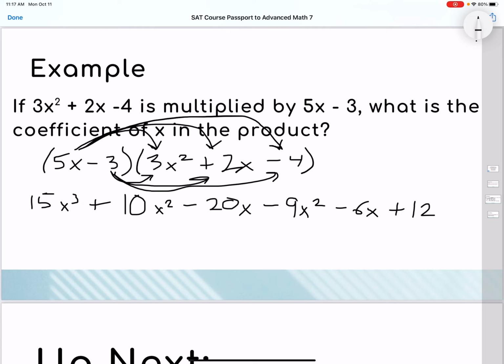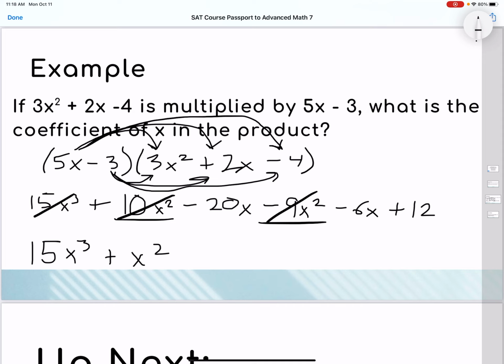So now our entire new polynomial reads 15x cubed plus 10x squared minus 20x minus 9x squared minus 6x plus 12. Now there are some like terms in there, meaning terms that have the same variable raised to the same power. So for instance, 15x cubed doesn't have a like term, but 10x squared and negative 9x squared are like terms. So if we write our final polynomial, we'll write 15x cubed. So that's good. Now we need the combination of 10x squared minus 9x squared. So 10 minus 9 would be a positive 1, or just a positive x squared.